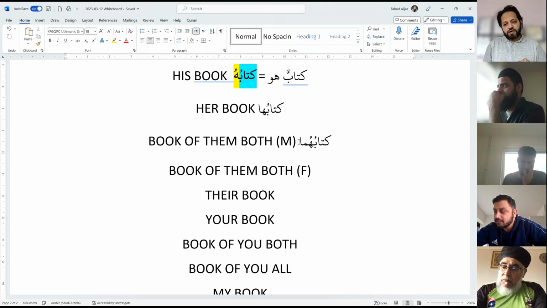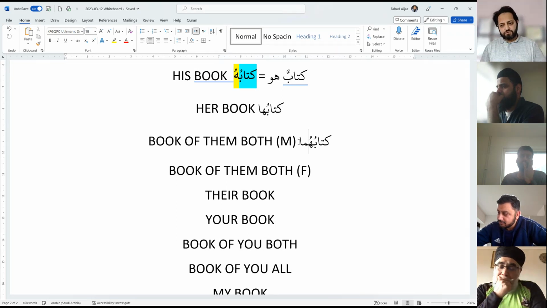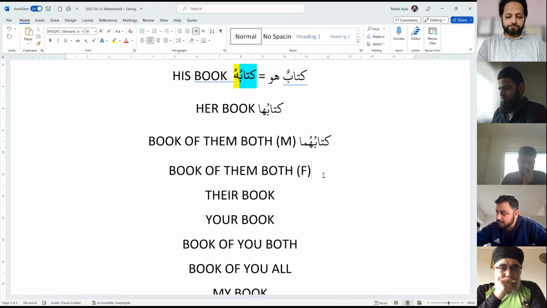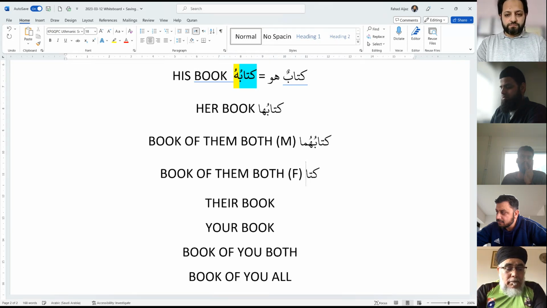But whenever you use the pronouns, they go back to some sort of ism or a fi'l. You have to look at the wider context of the sentence to see what this pronoun is referring to. Then you would find out if it is huma referring to both men or both women. Okay. Let's do the other one. Okay, who can tell me this one? Same. Kitabukum.